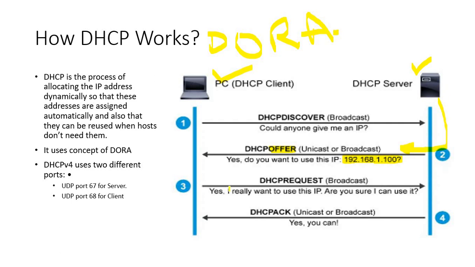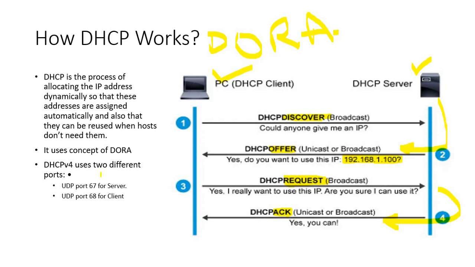Now, at the third point, what is happening? The client is requesting, can I use this IP address? It is broadcasting again and asking, can I use this IP address? Once this goes through to the DSCP server, it will acknowledge it, saying yes, you can use this IP address. So basically, DORA is discover, offer, request, and acknowledgement. I hope this concept is clear, how the communication is actually happening.